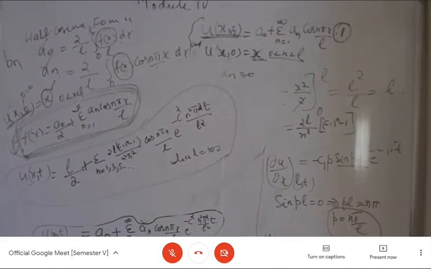So this is how you have to solve all these problems. And heat equation, wave equation, derivation, go through all these problems. You will definitely get one problem from each section. Wave equation, heat equation, that I am sure.